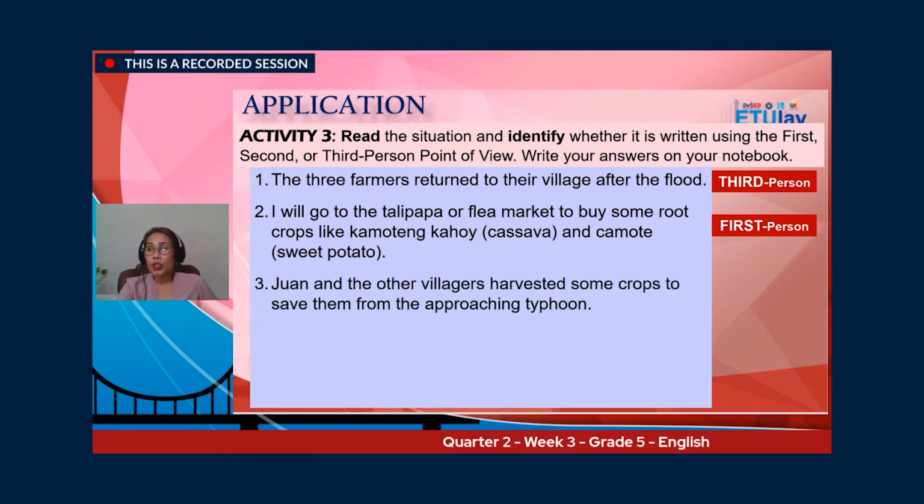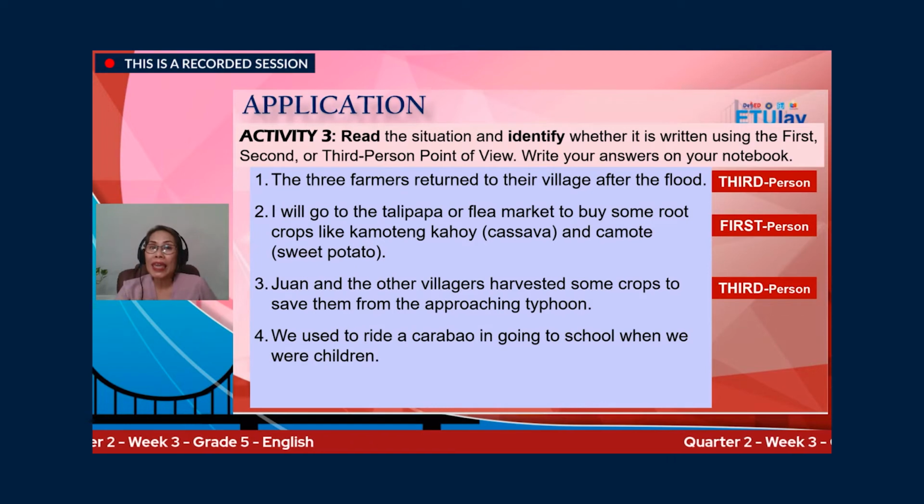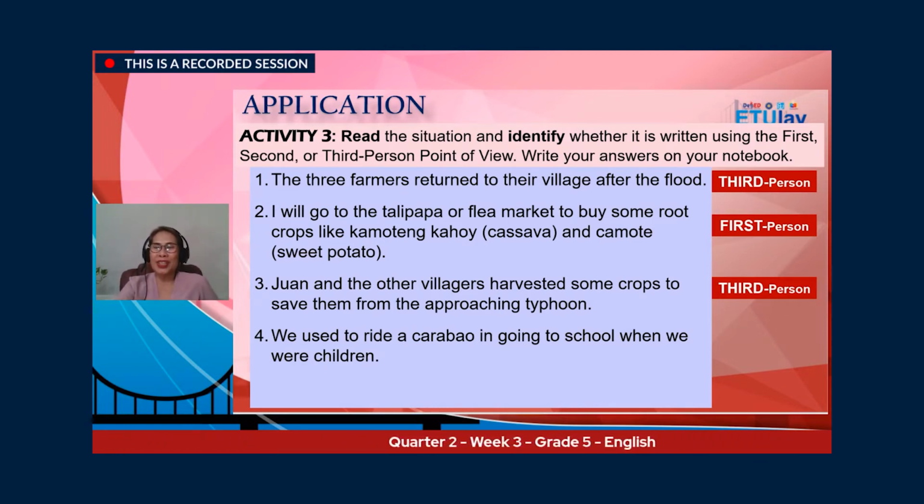One and the other villagers harvested some crops to save them from the approaching typhoon. That is? Yes, it's third person. Now let's have number 4. We used to ride a carabao in going to school when we were children. So what is it? You have your clue there. The pronoun we. Perfect. Yes, it's first person.